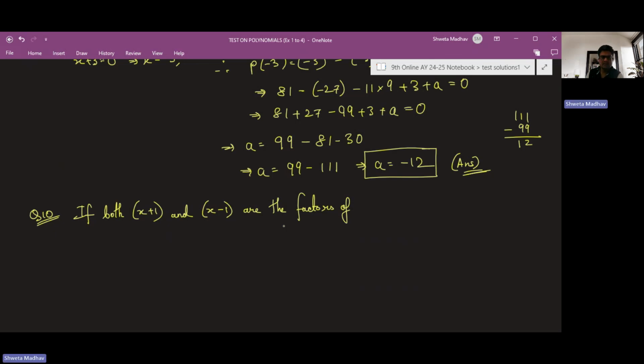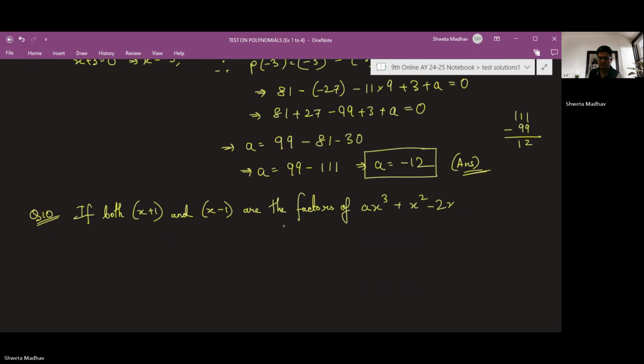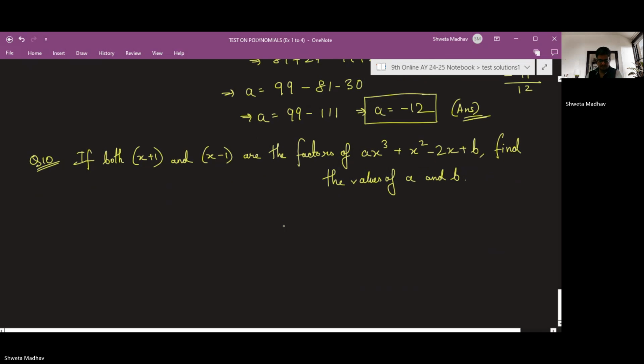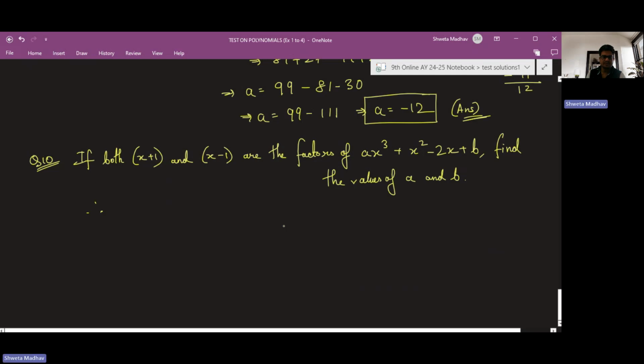If both x plus 1 and x minus 1 are the factors of the polynomial ax cubed plus x square minus 2x plus b, then find the values of a and b.